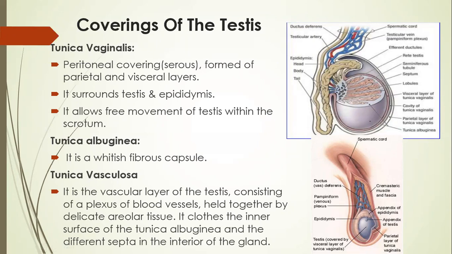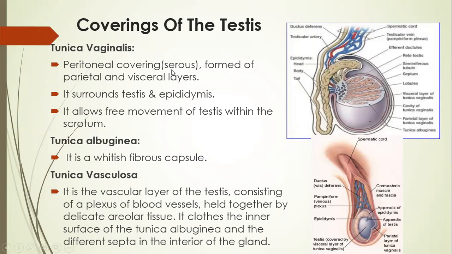Actually, the development of the testis is very high in the abdomen, but it will descend so that it can regulate the temperature. And the importance, as I told you, is that spermatogenesis takes place at a much lower temperature than body temperature. That's why it descends into the scrotum. So when it is descending, it will take a part of the peritoneum.